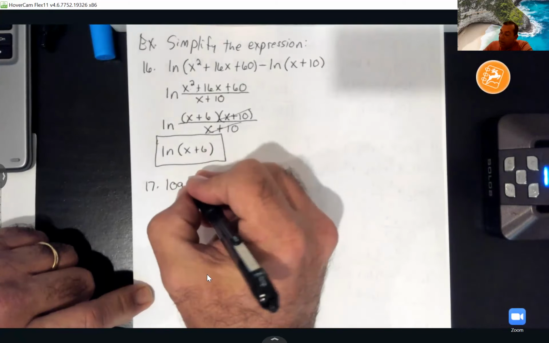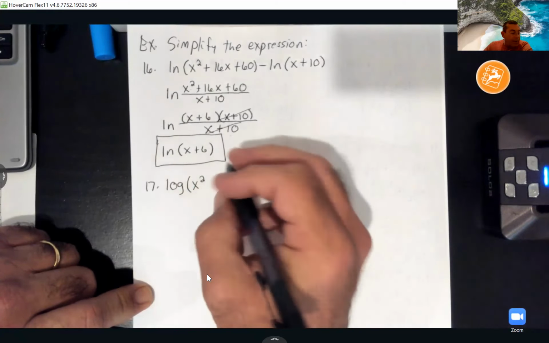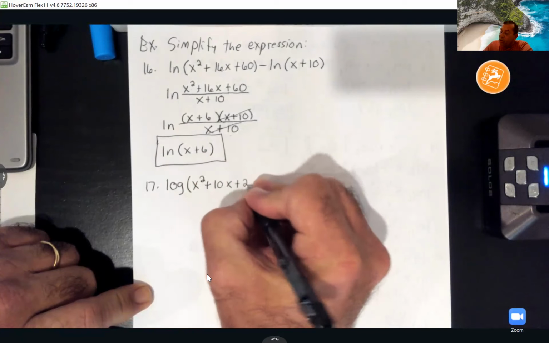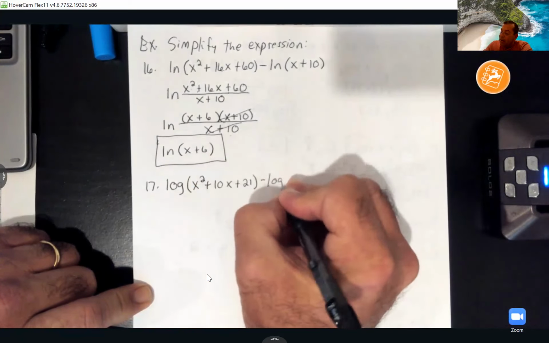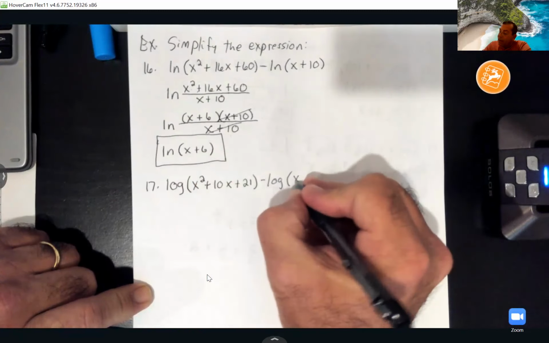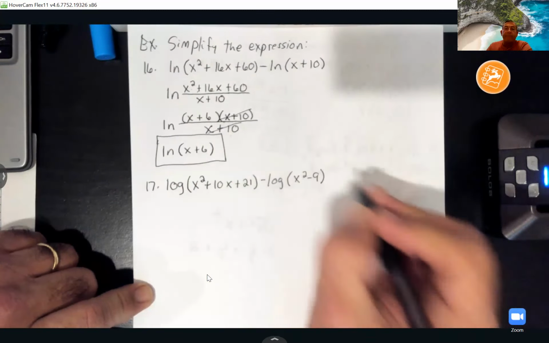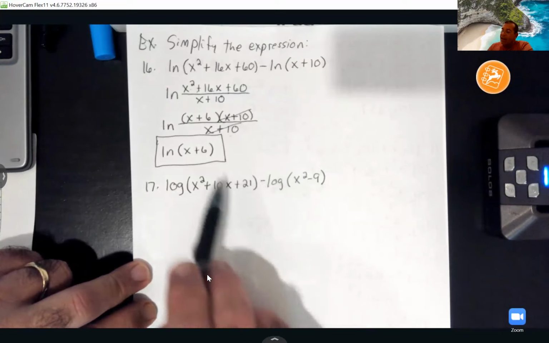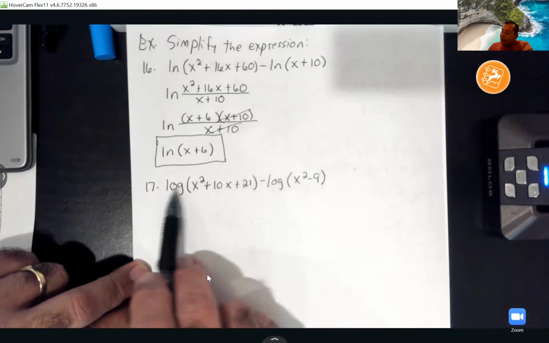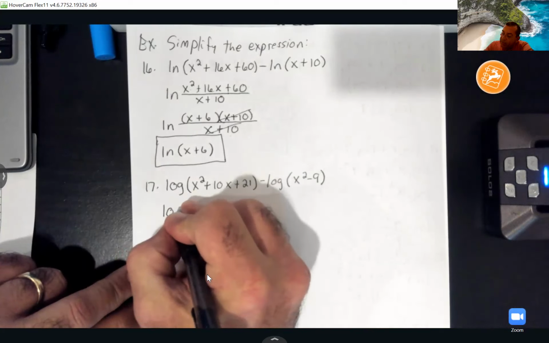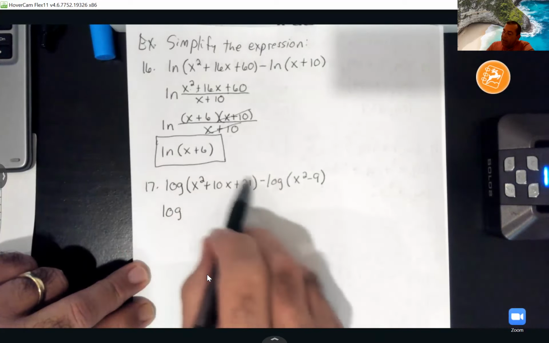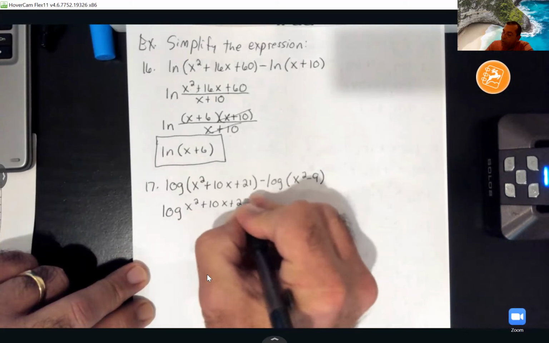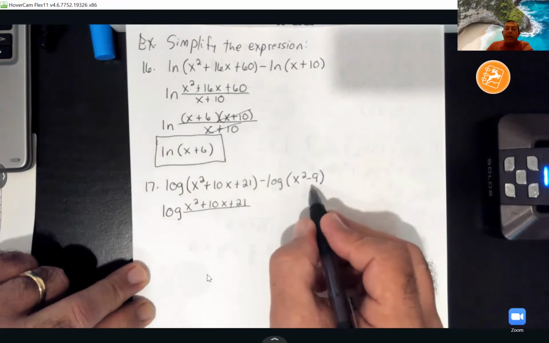I got a log of x squared plus 10x plus 21 minus a log of x squared minus 9. So the only thing we can do is rewrite it being subtracted as a quotient again. So bring out the log. So y'all, let's see the positive factor, x squared plus 10x plus 21 will all be over the x squared minus 9.